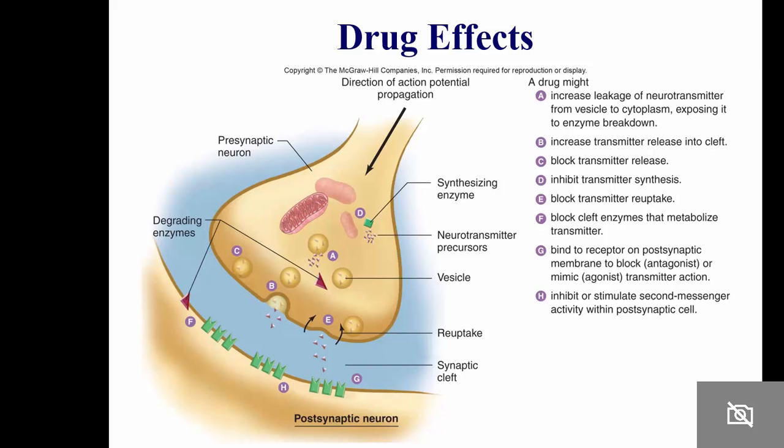Or you can have another molecule that we've synthesized that can do the same thing as this drug. So let's say you don't make enough of this transmitter, you can inject some synthetic in there that will activate this. You can also inhibit or stimulate second messenger activity. This is just what's happening here. You can also do things on the postsynaptic side to affect whatever happens downstream.